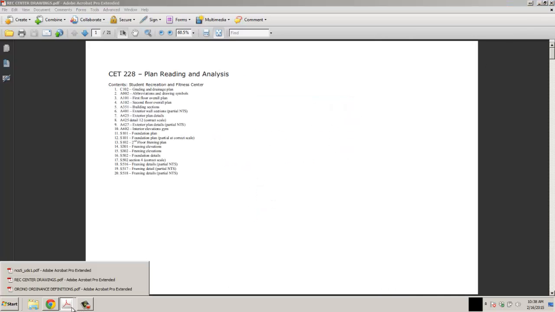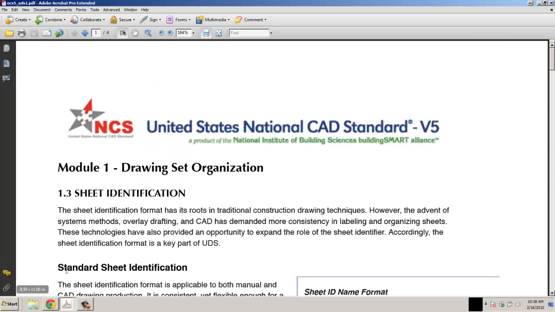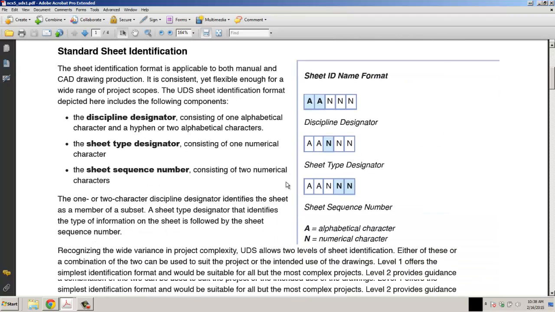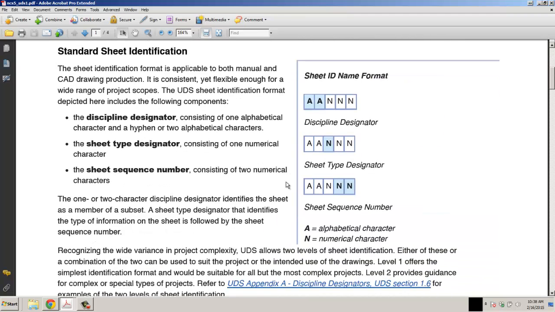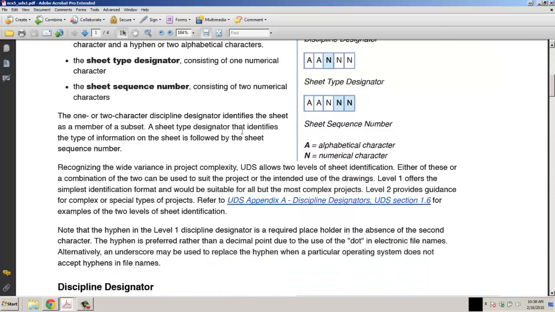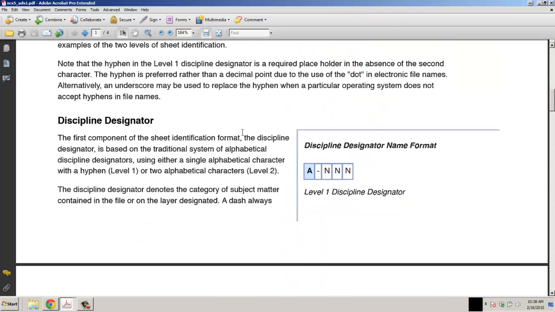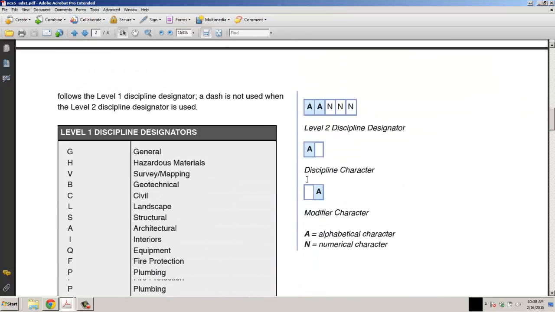Before we get into this, let's take a look at the National CAD Standard version 5 for drawing set organization. This gets into a little more detail, and this is the official standard. So we have the discipline designator here, and we'll see some examples.